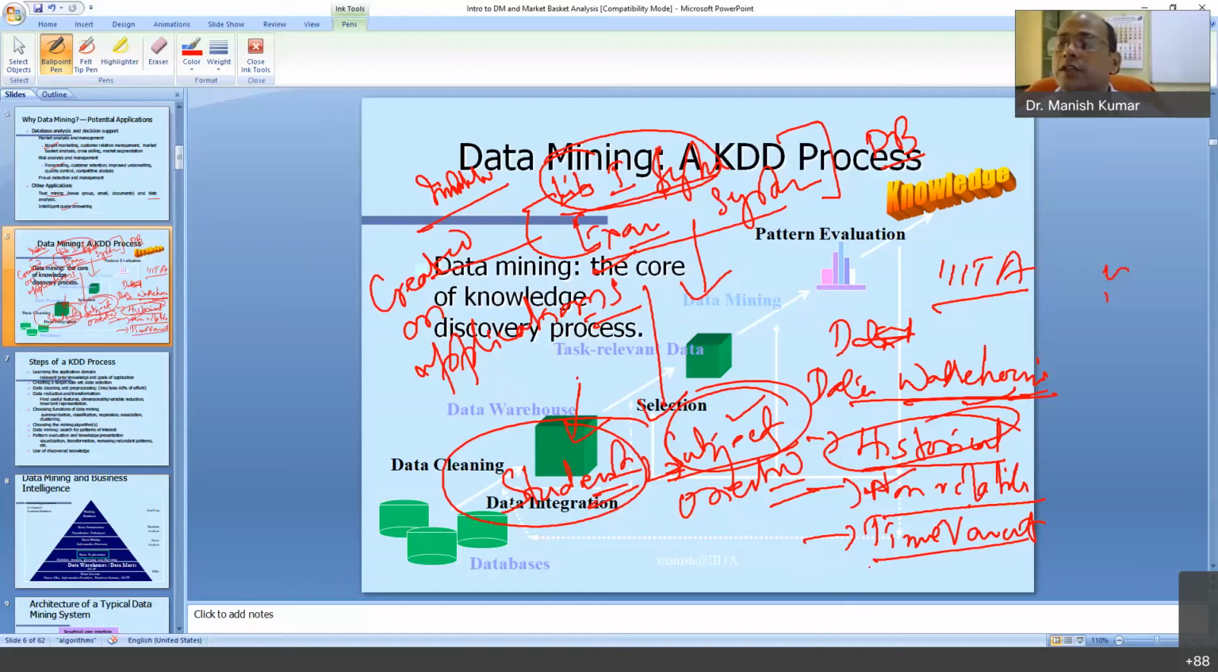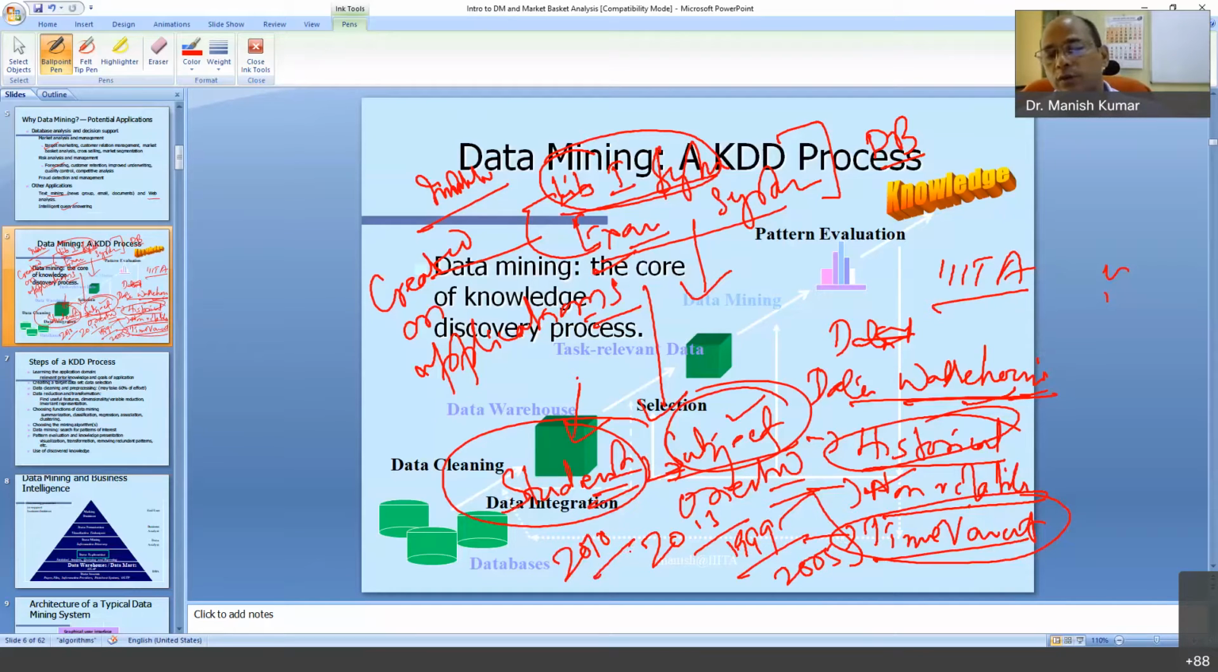Time variant means, since a large span of time is involved, if I'm talking about 20 years of data, then certainly we always look for data to be stored with a time frame. Like suppose it was started in 1999, then up to 2005 there was some same pattern of data available. Whereas after that, the next 5 years up to 2010, there is another set of data with another set of information, because there was a change in subjects, a change in curriculum, a change in exam pattern, so many changes actually happened over time.